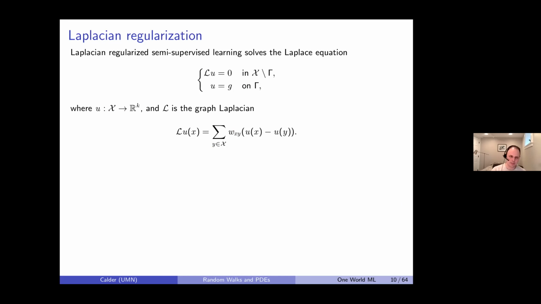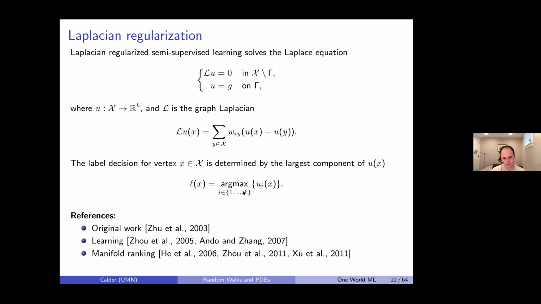One of the oldest methods for involving the unlabeled data in classification in the graph-based setting is to use Laplacian regularization. Here you solve the Laplace equation, so you do the harmonic extension of the labeled data. This is just the unnormalized combinatorial graph Laplacian. Keep in mind, this is a vector valued function u, so really this equation has k separate equations, one for each component of u, and these labels are the one hot vectors for each label.